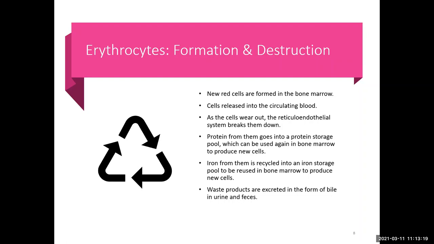Erythrocyte formation and destruction. New red cells are formed in the bone marrow and released into the circulating blood. And then as the cell wears out, the reticuloendothelial system starts to break it down. The proteins from them go into a protein storage pool, which can be used again in the bone marrow to produce new cells. The iron, once it's broken down, is recycled as well, goes into an iron storage pool, and is then reused in the bone marrow to produce new cells.